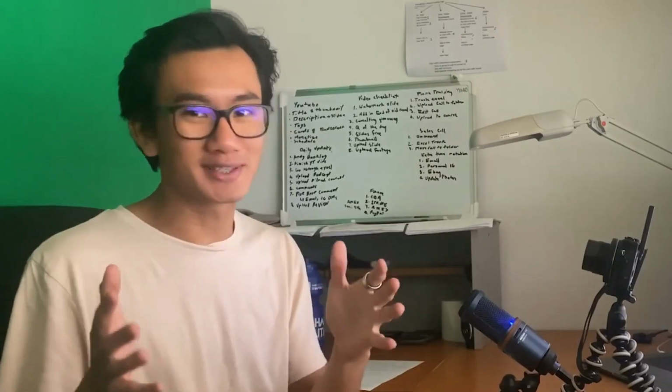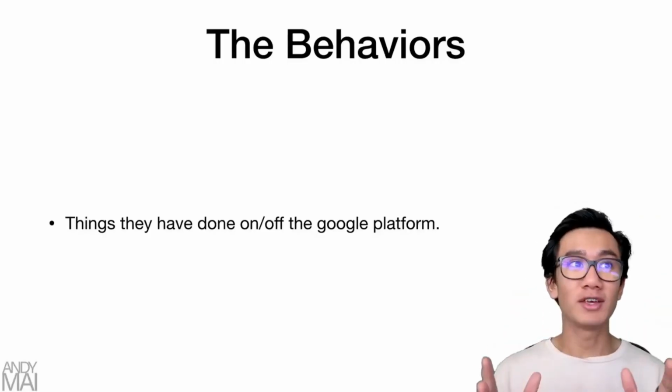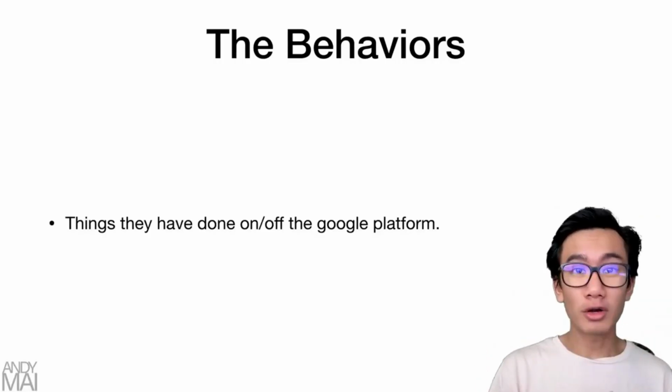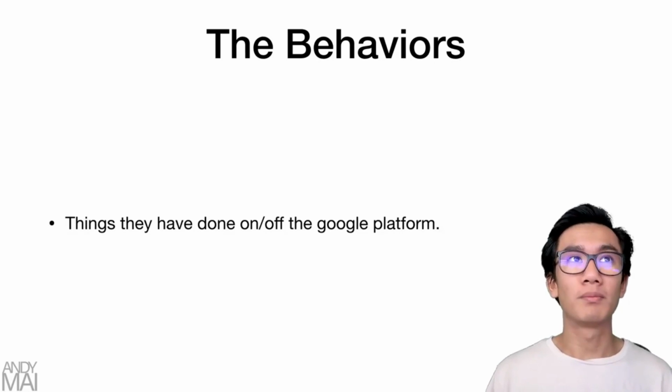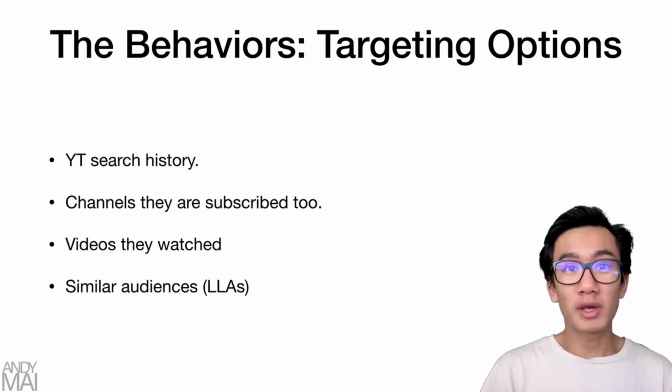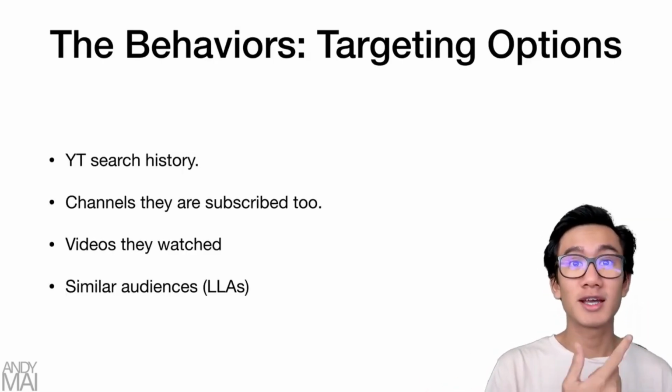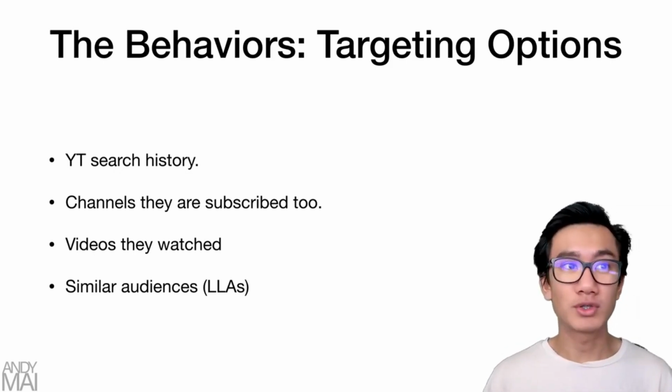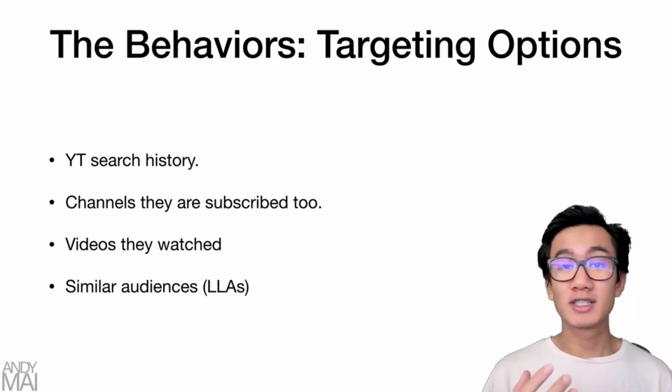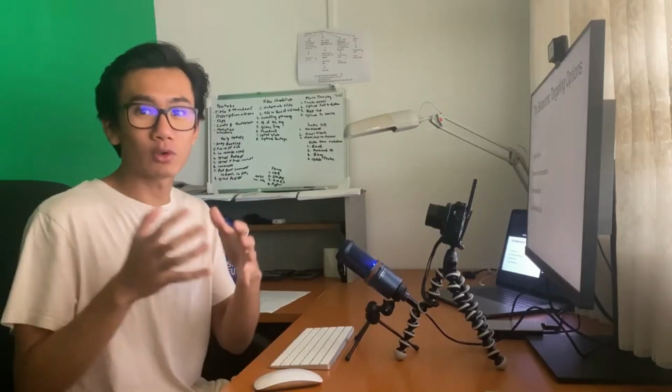Google has all this data. Thirdly, the behaviors. These are things they have done on or off the Google platform. What are the targeting options? They know your behavior based on your YouTube search history, channels you are subscribed to, videos you watch, and similar audiences, which is basically Facebook lookalike audiences. With all this data, they can determine what type of behavior and action you're most likely to do, and you can target them based on behaviors.